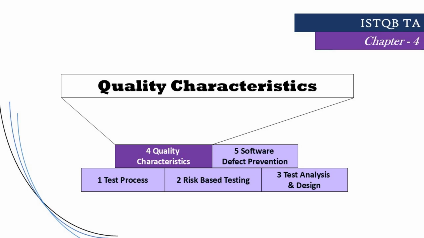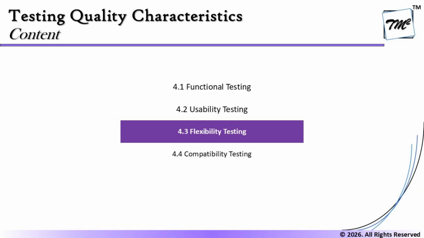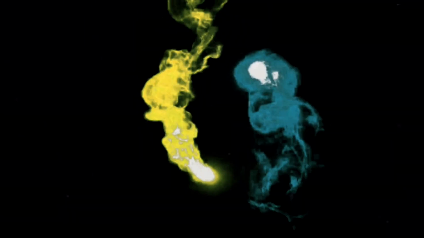Welcome back to another tutorial on ISTQB Advanced Level Test Analyst Certification. We are in Chapter 4 talking about testing quality characteristics, and as a part of today's tutorial we are stepping into the next segment, which is 4.3 flexibility testing, and as a part of it we would like to understand what the sub-characteristics of flexibility are and why it is important for a test analyst to take care of it.